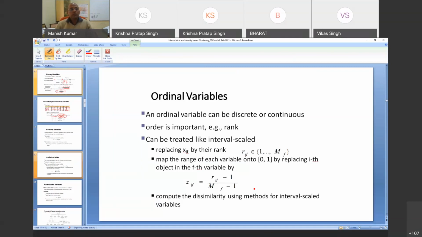That means you have to give some sort of importance to these ranks also. So whenever such data is required to be used in clustering, we make use of ordinal variables. What we do is the same as in the case of interval scaled: the x_if will be replaced by the rank, that is r_if, which can be calculated easily. Then the z-score formula can be modified like this, and you can compute the dissimilarity between the objects.